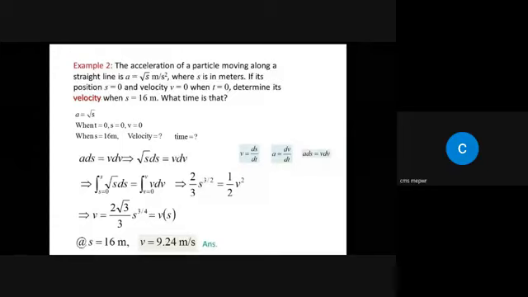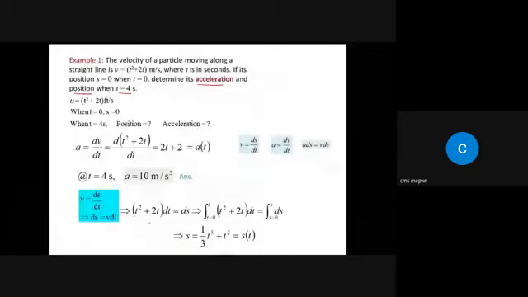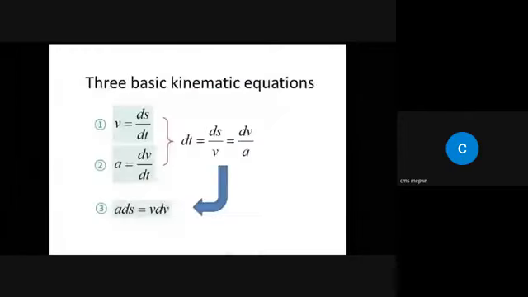So now in this case, the final position is given, and you need to find out the velocity, and you also need to find out the time at that instant. So in this case, we have this equation: a is equal to √s. So what equation can we use? We are given the acceleration, and we are required to find the velocity. So let's see.